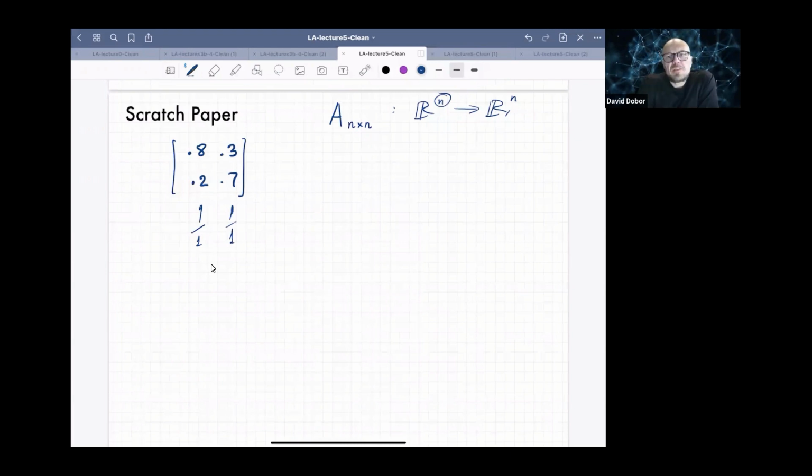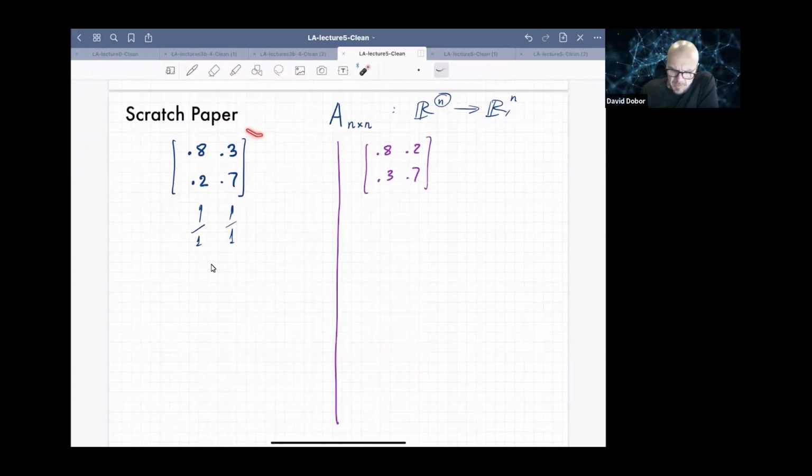There are a few things to notice about matrices like these. Let's do a little bit of a review. So suppose you have a matrix whose rows add up to 1. My claim is that such a matrix, so for example, let me transpose this matrix. I'm going to put 0.8, 0.2, 0.3, 0.7. So this is just this matrix transposed.